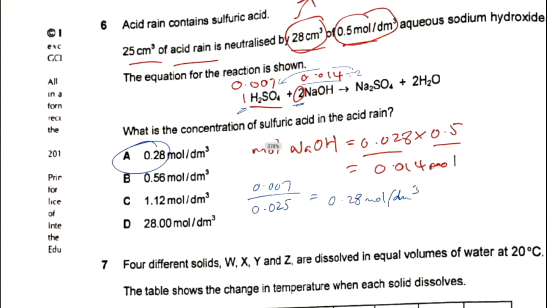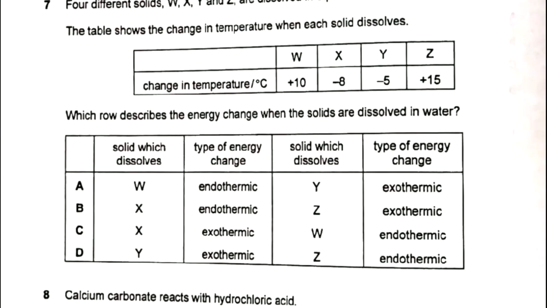Okay. Next one. 4 different solids W, X, Y, Z dissolve in equal volume of water at 20 degrees Celsius. Which row describes the energy change when the solids are dissolved in water? So we need to understand the meaning of endo and exo. Exo means give off heat. Endo means take in.